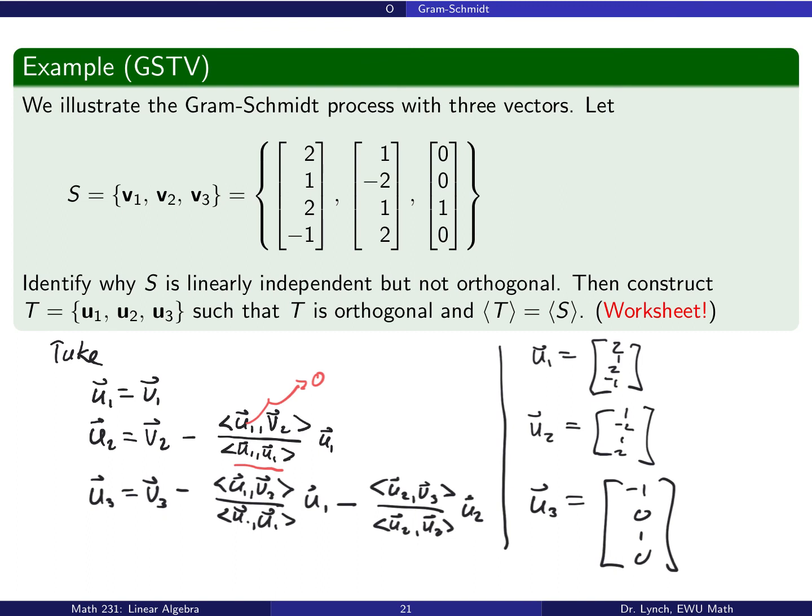Okay, now we should be able to see that intuitively when we think about the definitions of U1, U2, and U3. U1 is defined as V1. U2 is a linear combination of V2 and U1. So it's a linear combination of V2 and V1. And V3 similarly tells us that U3 is a linear combination of V1, V2, and V3. So the linear combinations end up translating from the span of T to the span of S.